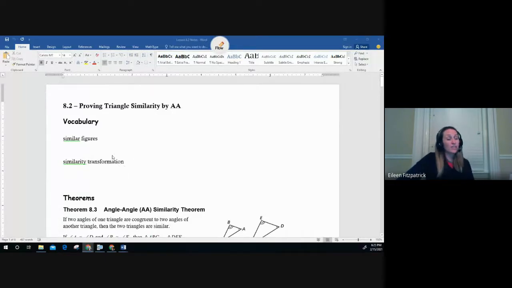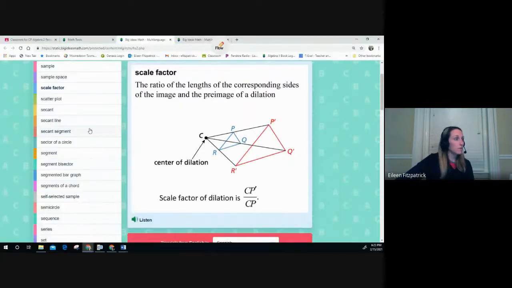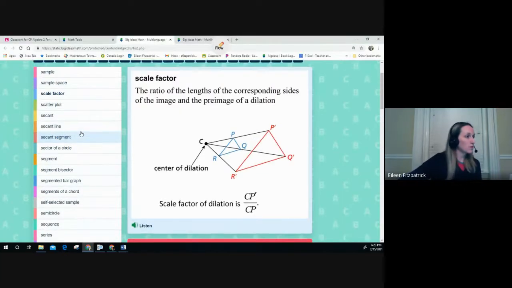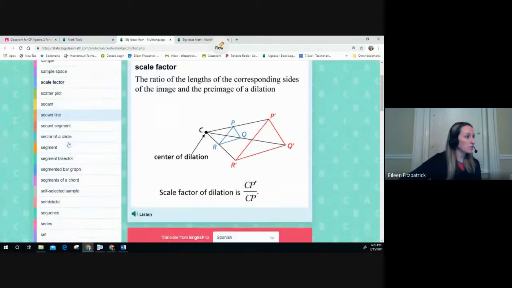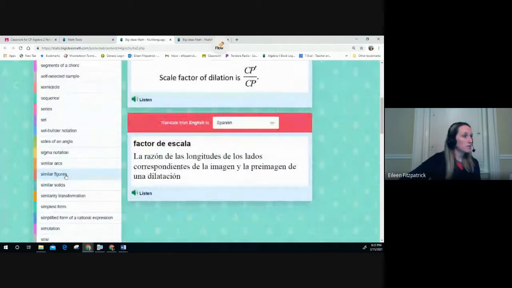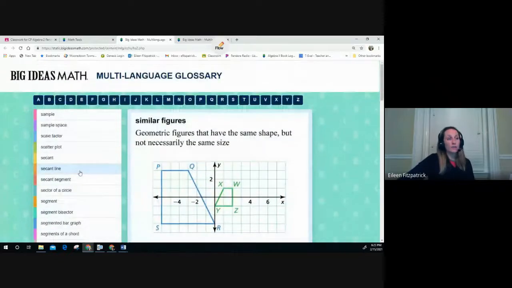All right, we actually already defined both of these terms in lesson 8.1, but I will just present them another time so you can jot them down into your notes. The more we view the terminology, the more familiar we become with it. Okay, so similar figures to start. Similar figures are geometric figures that have the same shape, but not necessarily the same size. Pause the video if you need an extra second to copy that down to your notes.